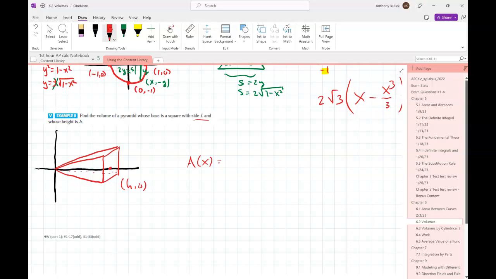But what's that going to be at some arbitrary spot here? Say this is x comma 0. What is the size of that square going to be?